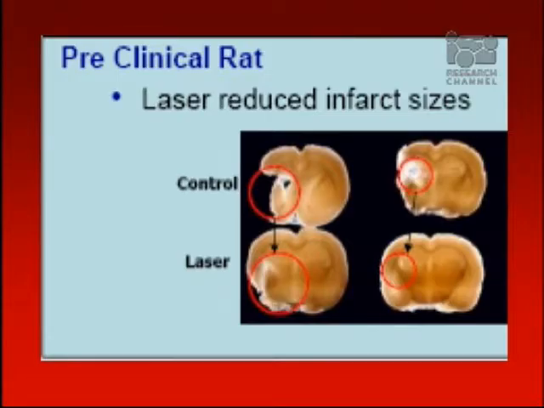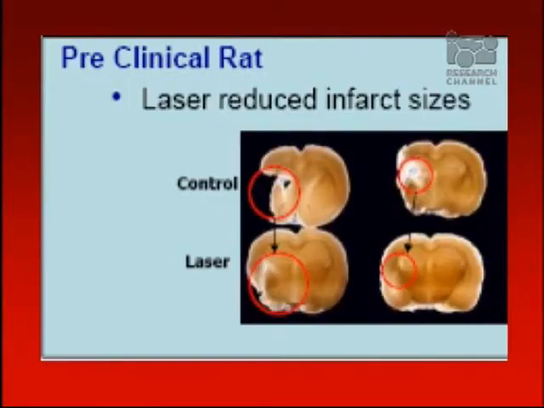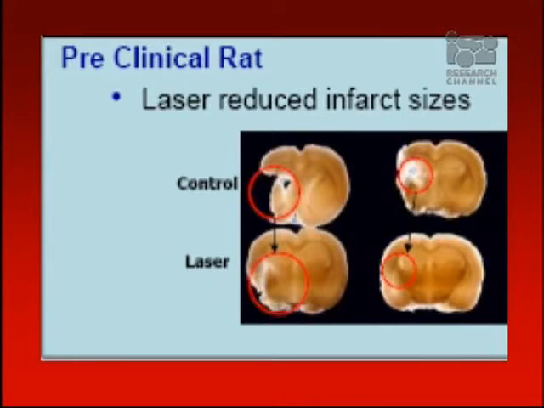What you can see here is the animal data that supports this type of therapy. This is a control mouse brain, and this mouse didn't get the laser therapy, and you can see that they've had a stroke that has eaten up this part of the brain. If they've gotten the laser therapy, you can see that more of the brain is preserved, and that's the same thing that you see in a different section of the brain.